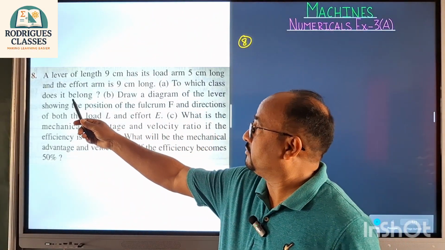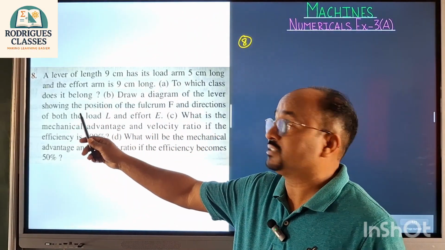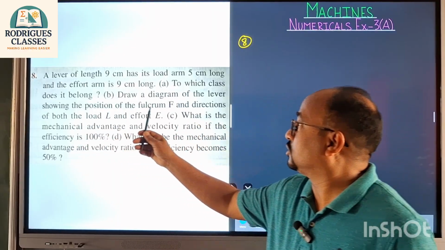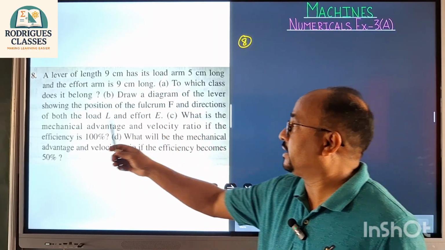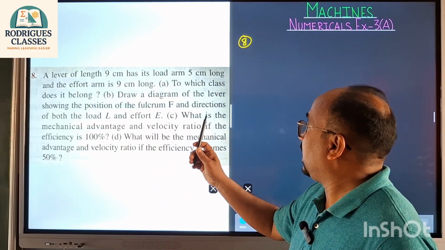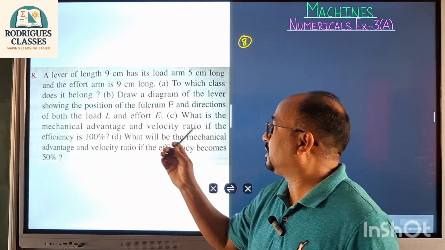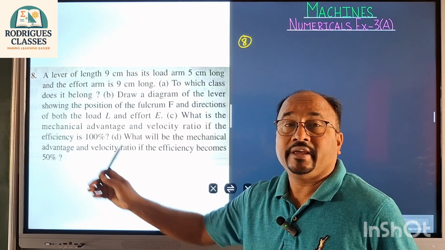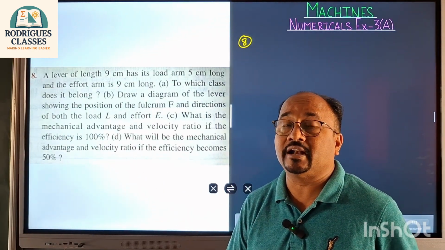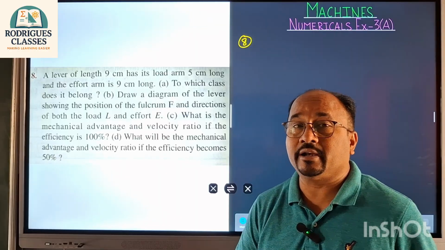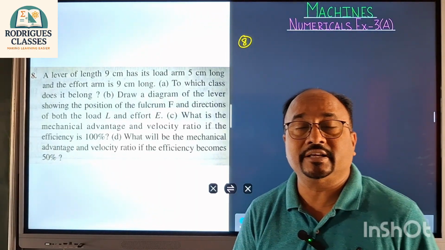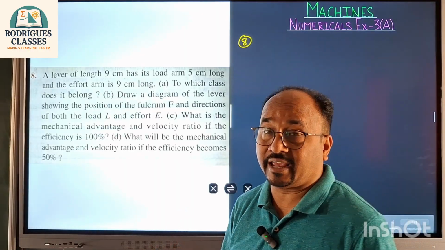So load in the middle, remember it will become the second class lever. To which class lever does it belong? As I told, it will be a second class lever. Draw a diagram of the lever showing the position of the fulcrum F and the direction of both the load L and the effort E. And then what is the mechanical advantage and velocity ratio if the efficiency is 100%? When the efficiency is 100%, you should remember it becomes an ideal condition, and in that case mechanical advantage and velocity ratio are the same.